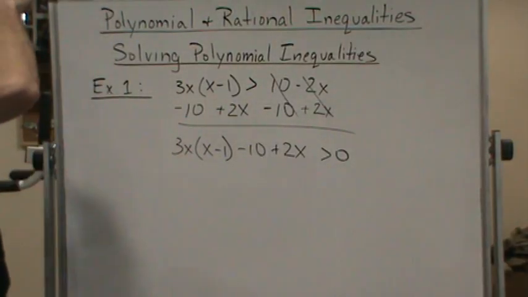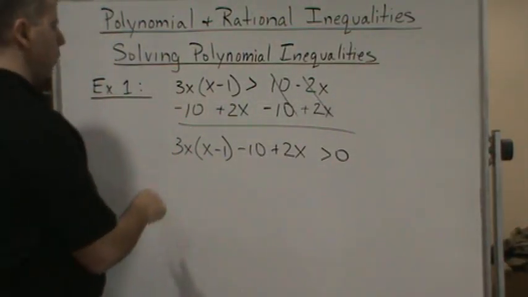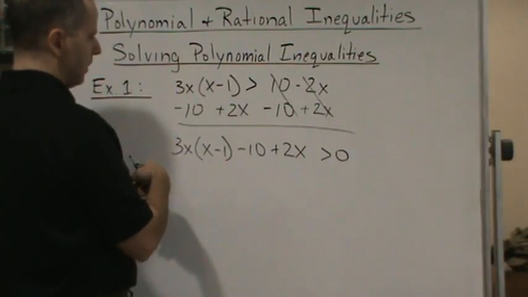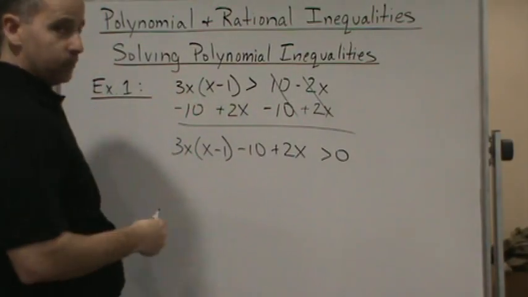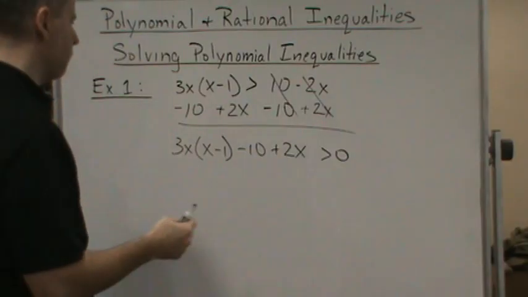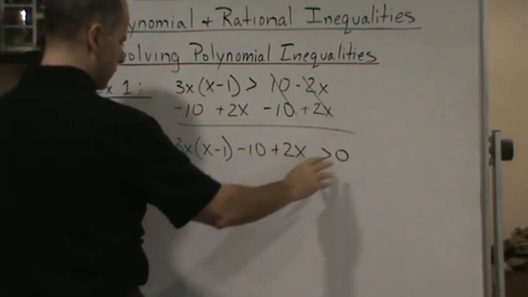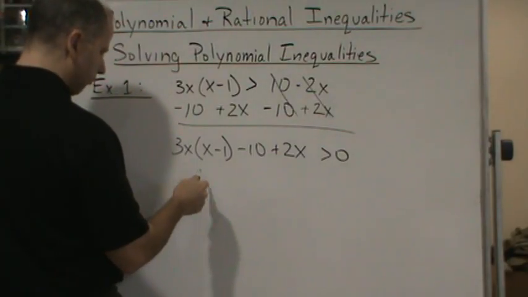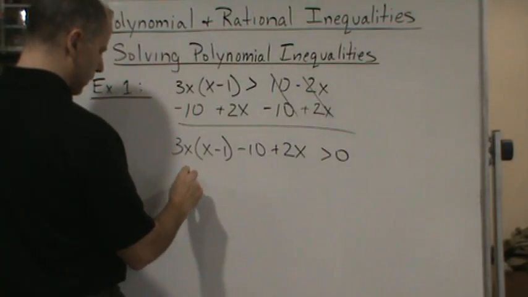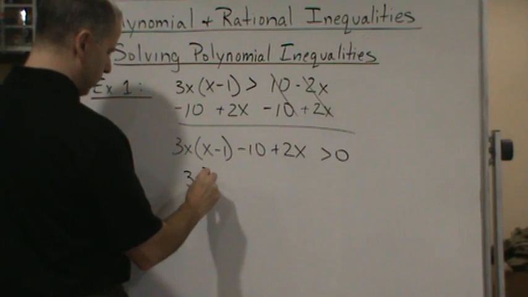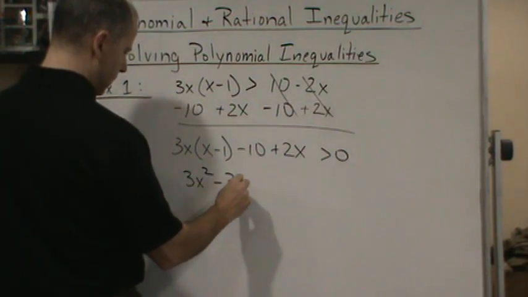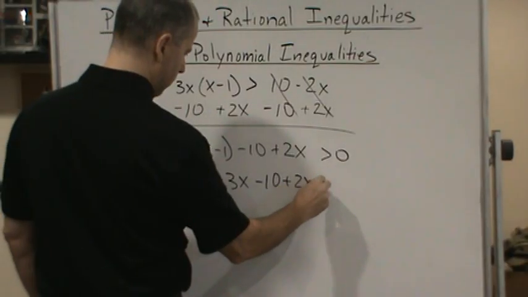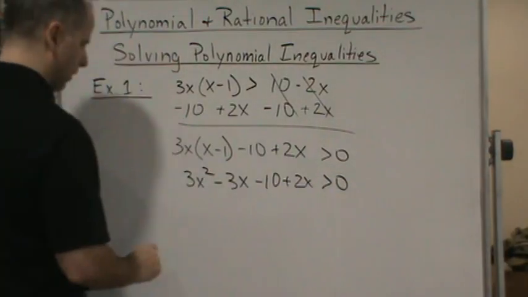Okay, so now I'm going to simplify the left. Now, could you have expanded this out over on this side first and then moved everything over? Sure, it doesn't matter. Okay, so let's now expand and add like terms and simplify. So I'm going to expand this out. This is going to give me 3x squared minus 3x minus 10 plus 2x is greater than 0.